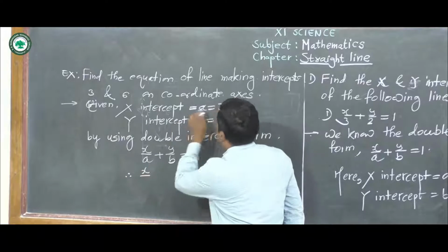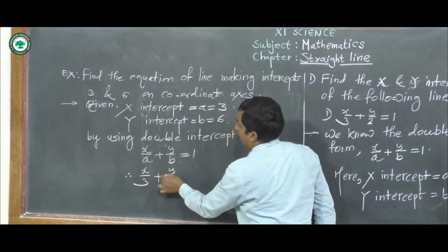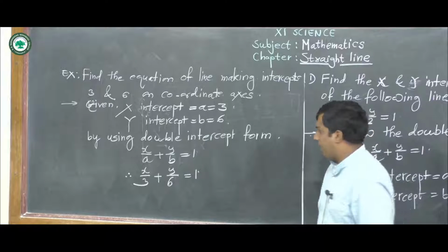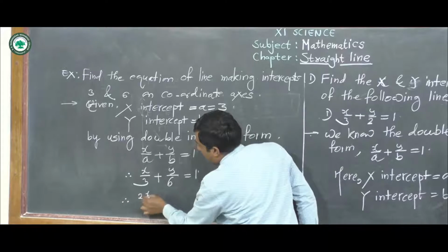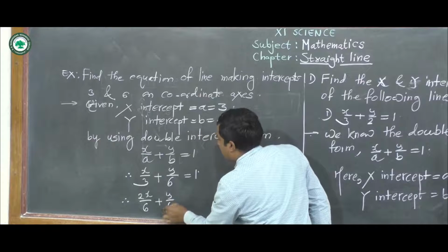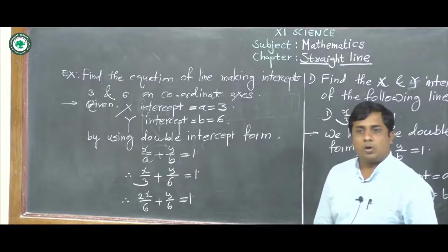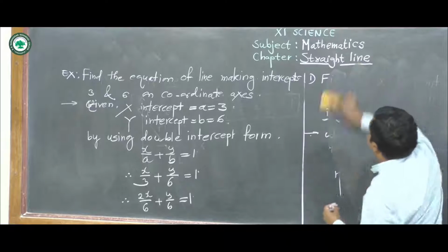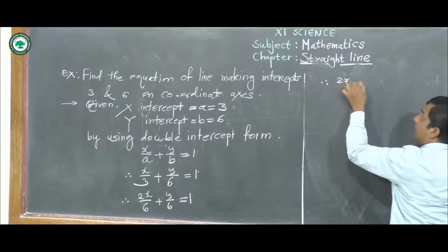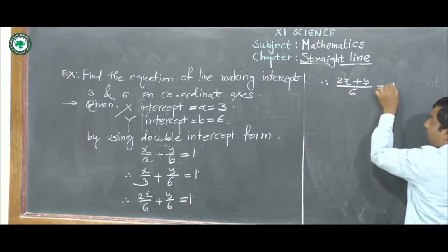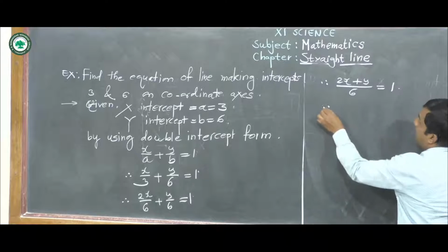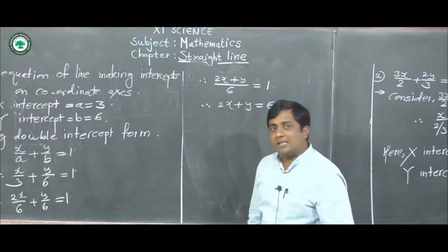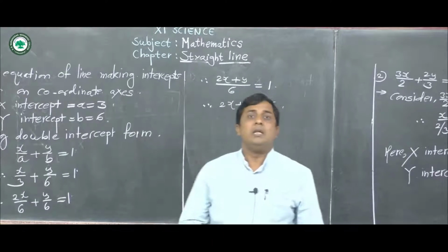So here we get x upon, we know a is 3, plus y upon, we know b is 6, and this is equal to 1. If we calculate this part, here we get 2x upon 6 plus y upon 6 is equal to 1. Then using this form, here we get 2x plus y upon 6 is equal to 1. And lastly, here we get 2x plus y is equal to 6. And this is the required equation of the line.